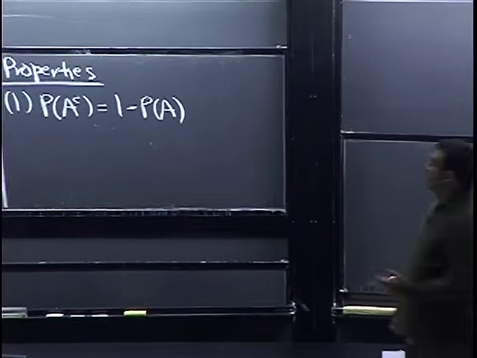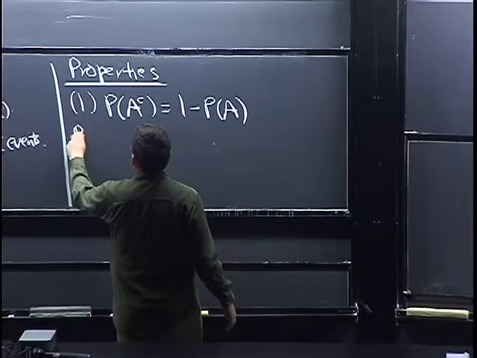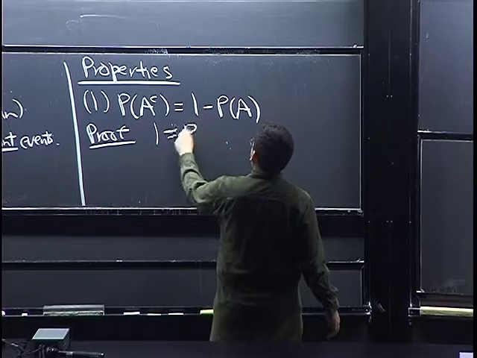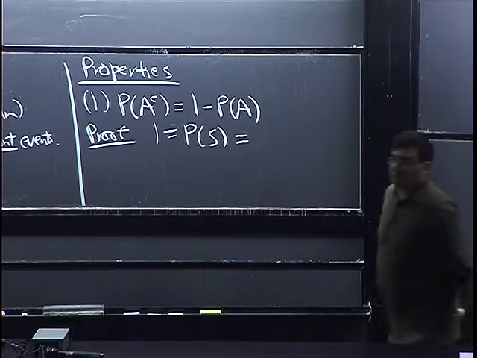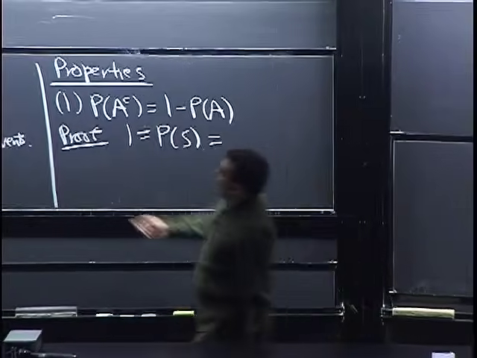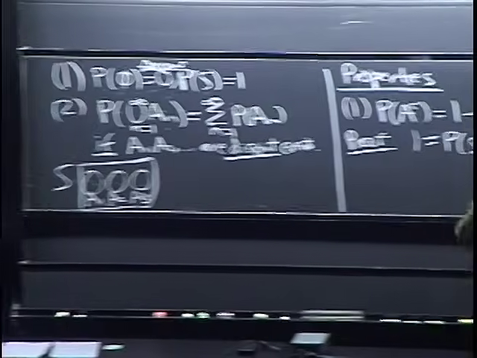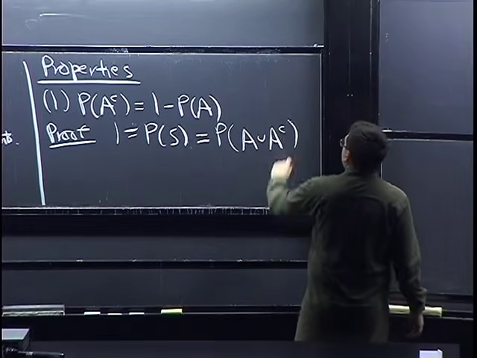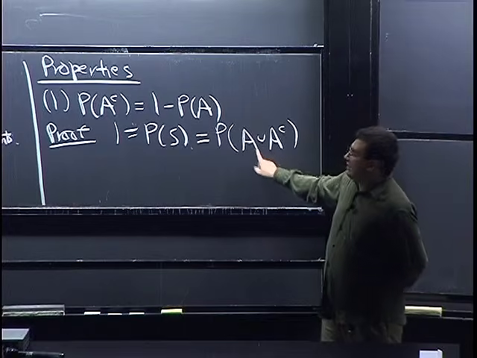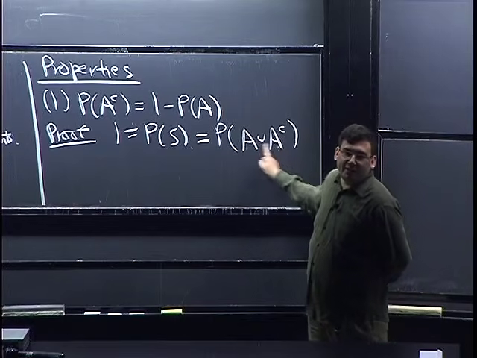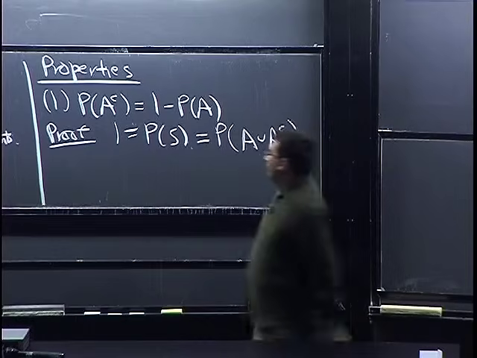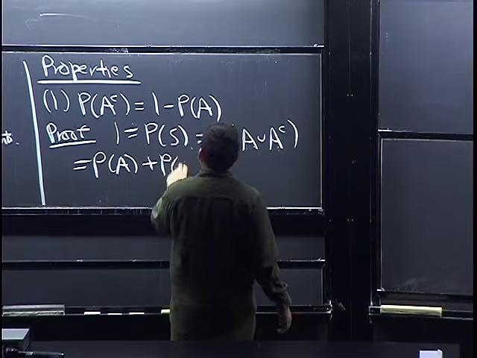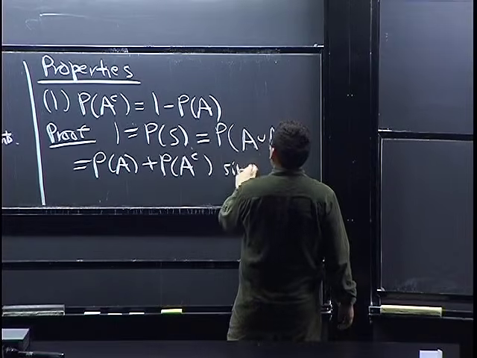But how do we prove it? Well, the proof is very short as well. We know that 1 equals the probability of the whole space. That's axiom 1, okay? We also know that we can write S as A union A complement. That's everything that's inside A, and everything that's outside A. Put those together, that's everything. Okay? Now, P of A union A complement is P of A plus P of A complement, because A and A complement are disjoint.